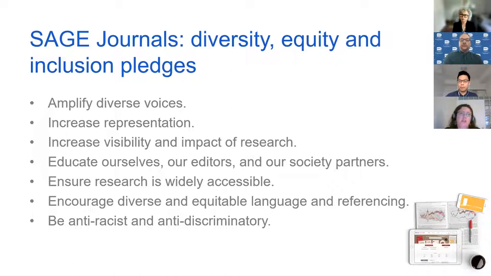So our pledges in SAGE journals are to amplify diverse voices, increase representation, increase visibility and impact of relevant research, to educate ourselves, our editors and our society partners, to ensure that the research we publish is widely accessible, to encourage diverse and equitable language and referencing, and to be actively anti-racist and anti-discriminatory.